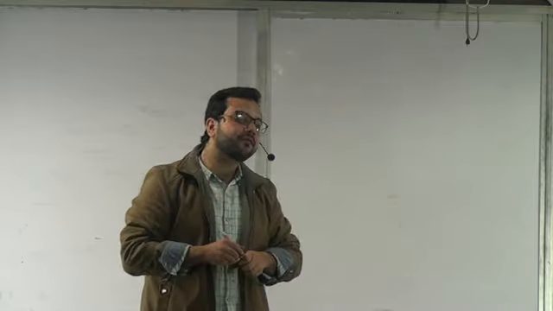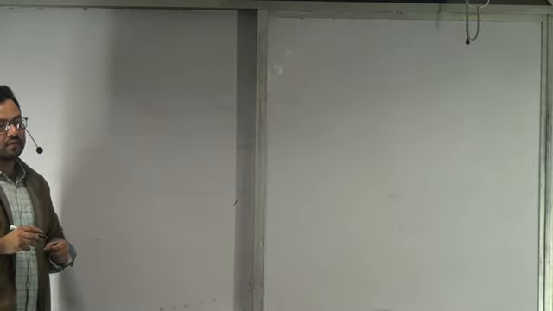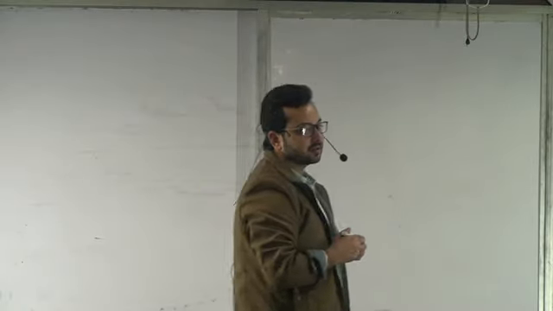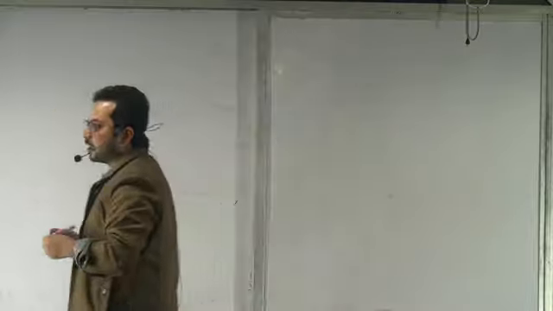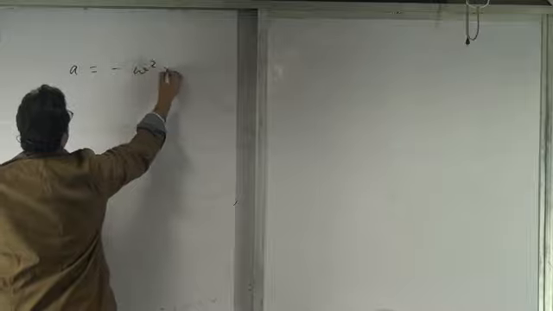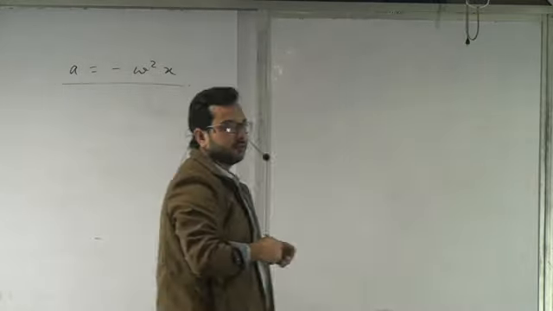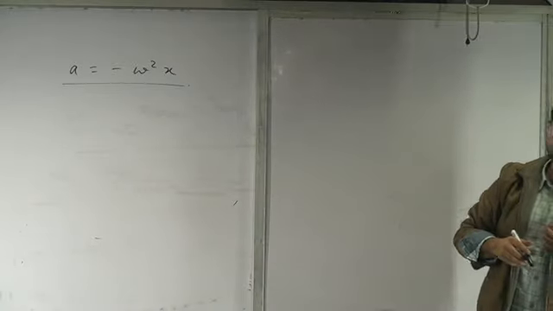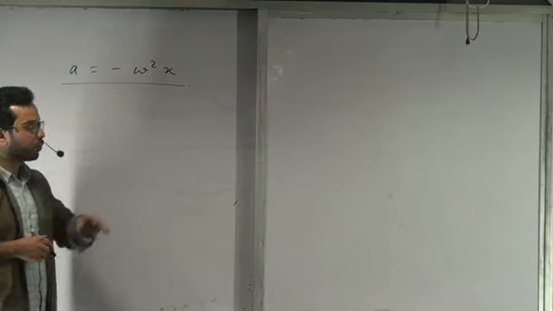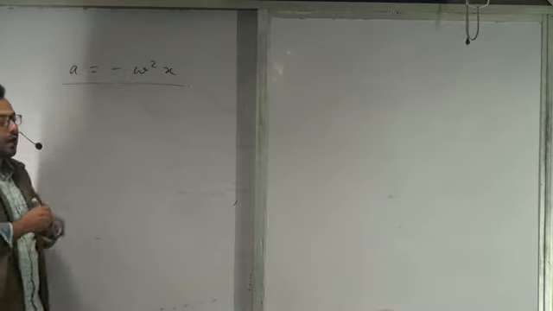Once you have done that, step 5: find the acceleration and compare it with a equals minus omega square x. So we find the acceleration. What is the coefficient of x? That will be omega square. How did this come?